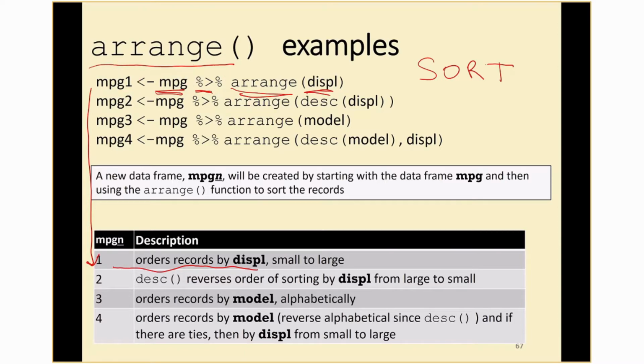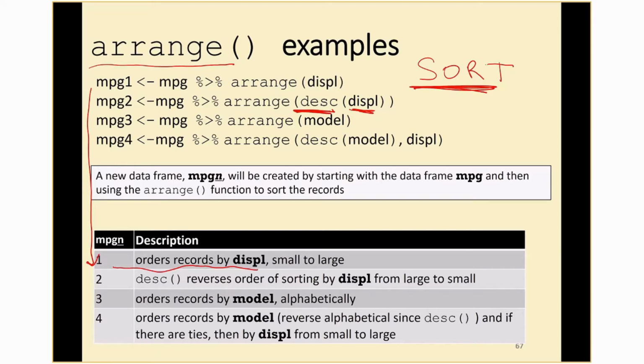So MPG1 is going to have all the records and all the variables of MPG, except that they're going to be rearranged. They're going to be sorted based on this variable displacement. By default, the arrange function sorts from smallest to largest. By putting desc in front of displ, it's going to reverse that, so it sorts from largest to smallest.